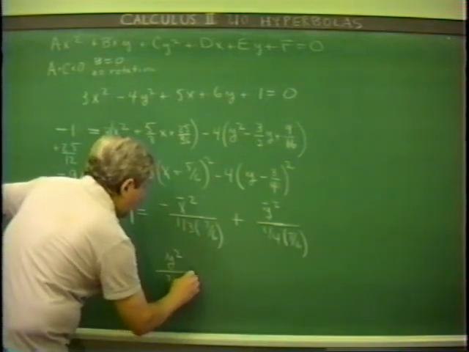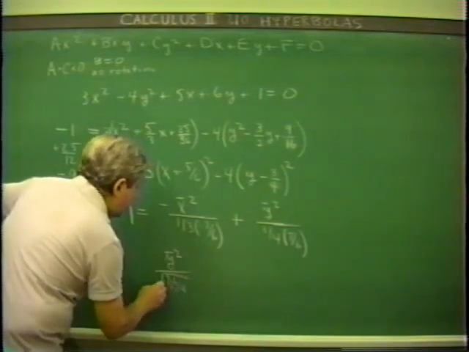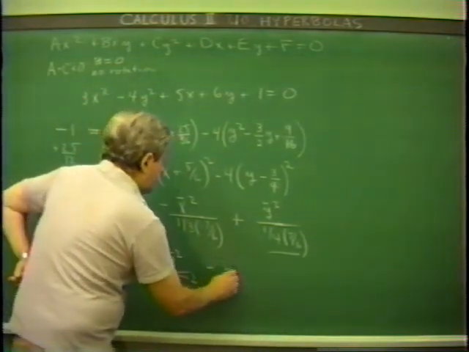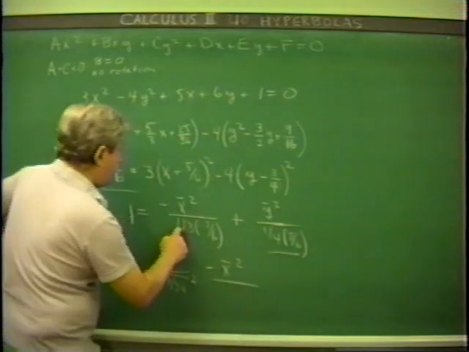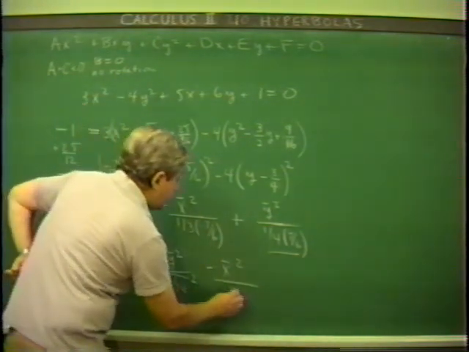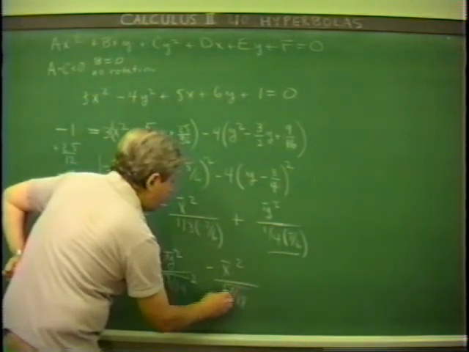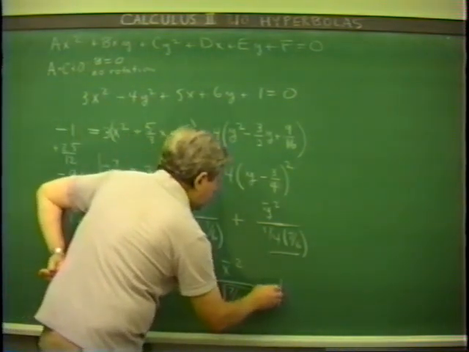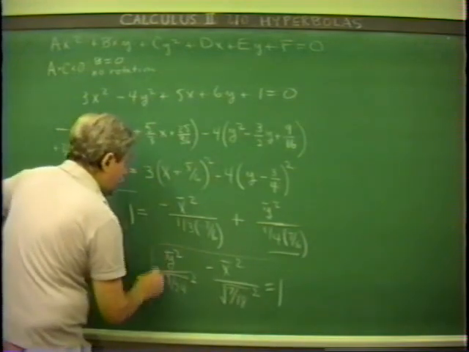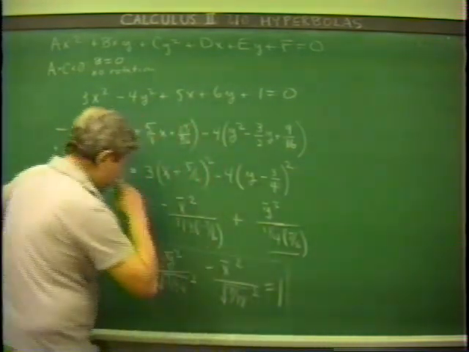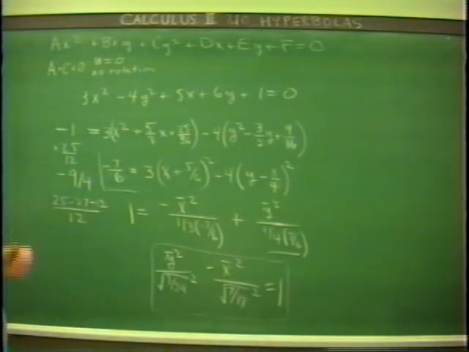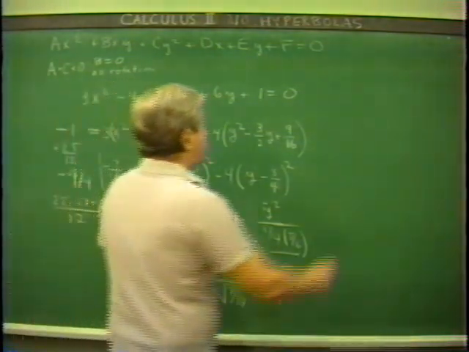Okay, so this is equal to y bar squared over 7/24, y bar squared over square root 7/24 squared, that's this, minus x bar squared over a third times 7/18, so square root 7/18 squared is equal to 1. Okay, so this is the equation of this in the x bar, y bar coordinate system.